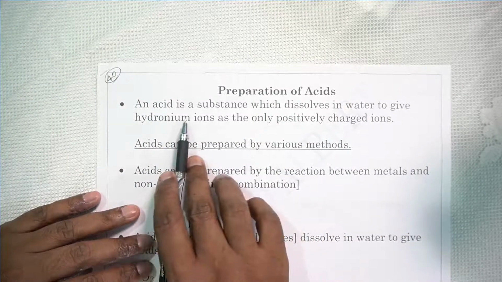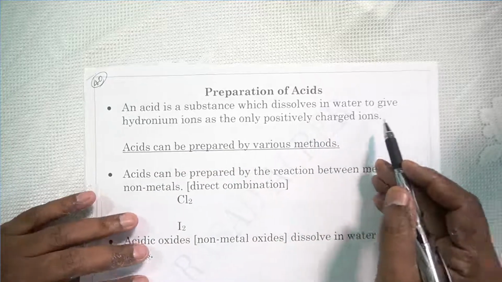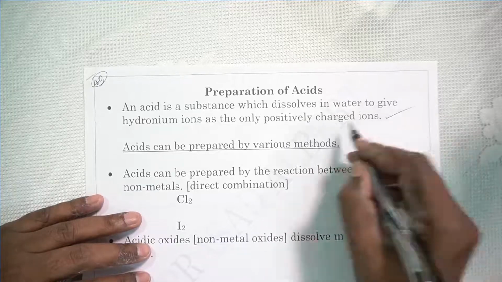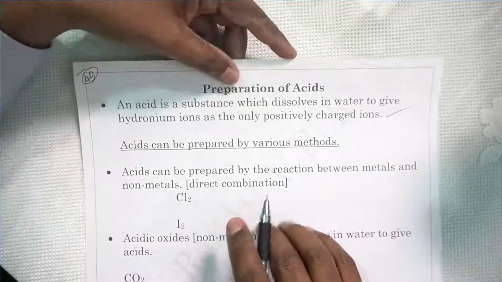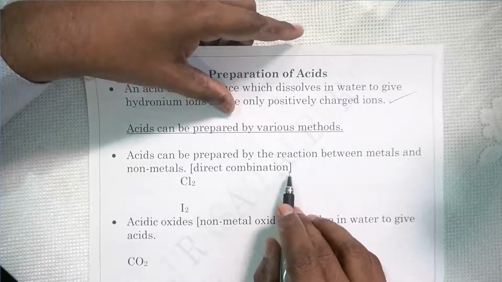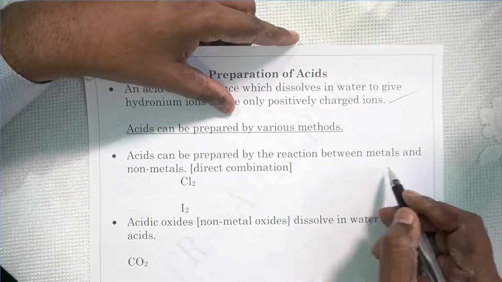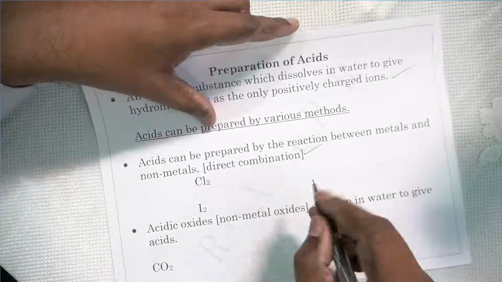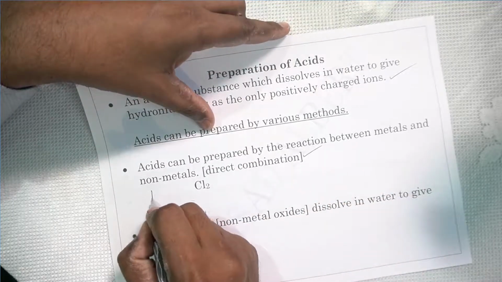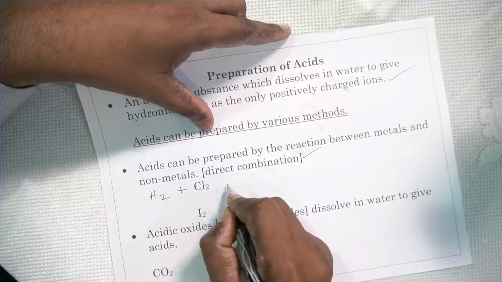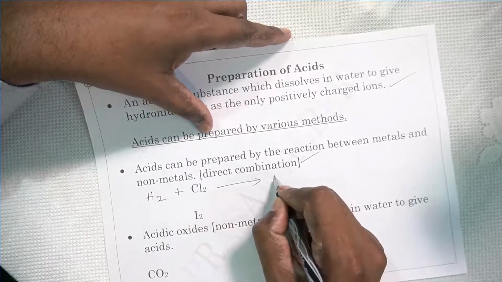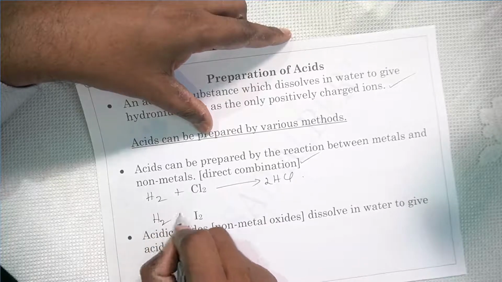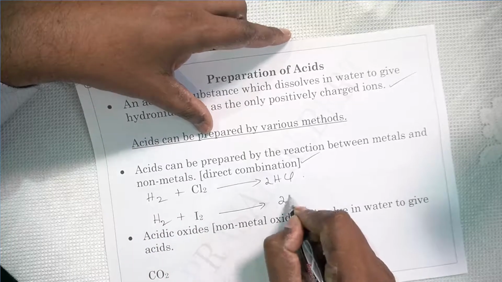Now we already know that an acid is a substance which dissolves in water to give hydronium ions as the only positively charged ions, and we discussed this in the previous video. Now how do we prepare acids? Method 1. Acids can be prepared by the reaction between metals and non-metals, which is otherwise called a direct combination. Two elements combine to give one product, that is an acid. H2 plus Cl2 will give 2HCl, and H2 plus I2 will give 2HI.